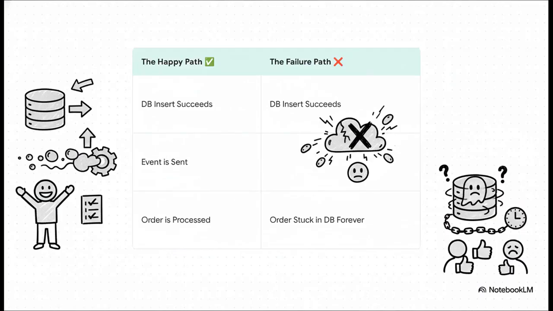So what's so telling about this slide is how it just lays it all out. On the happy path, life is good, everything works. But check out the failure path. What happens if your database write succeeds, great, but then your external message broker is down for just a few seconds? The message to process the order never gets sent. The result? That order is now a ghost in your system. It's sitting in the database, but it's never going to be fulfilled.